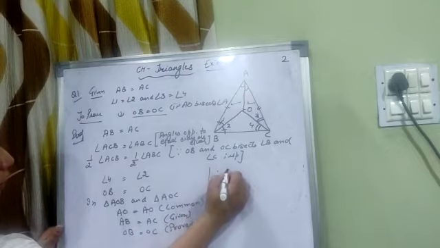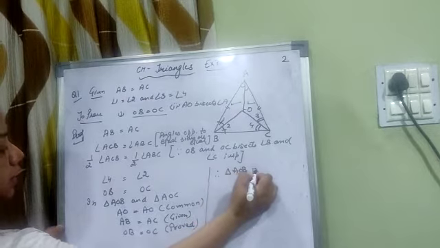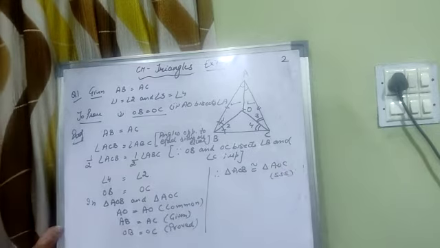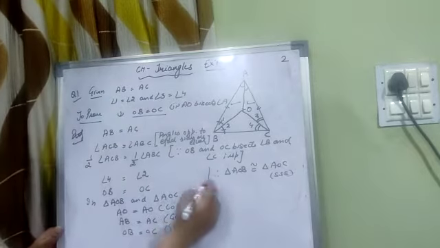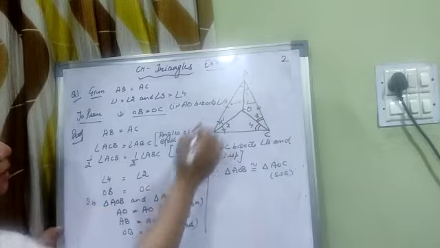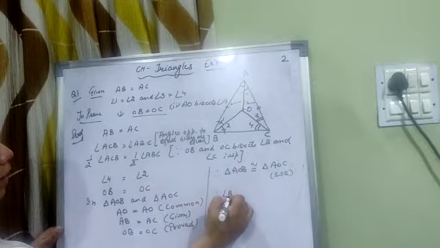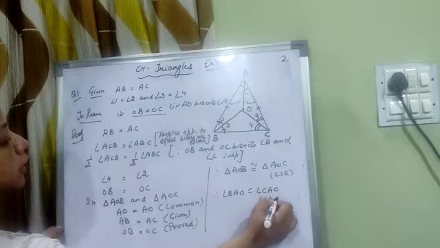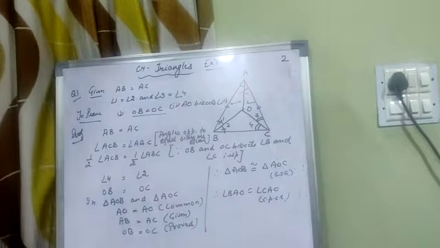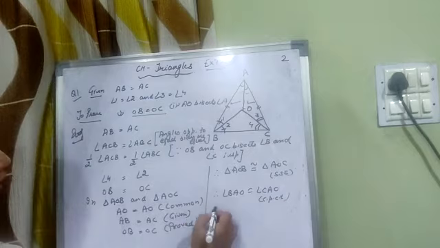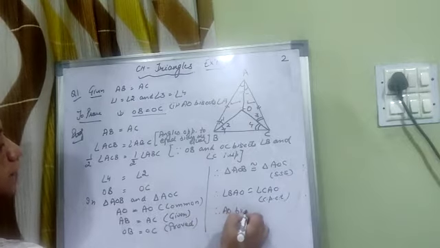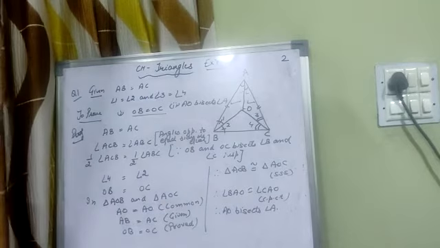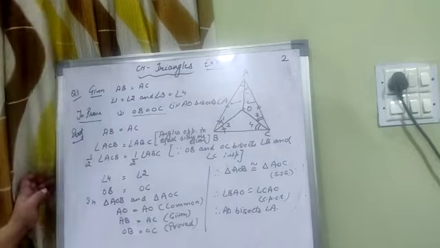Therefore, triangle AOB is congruent to triangle AOC by SSS congruency. If these two triangles are congruent, then these angles are equal by CPCT. Therefore, angle BAO is equal to CAO by CPCT. You can also name these angles; up to 4 we have already taken, so 5 and 6. Therefore, AO bisects angle A. Clear? Now, second question.